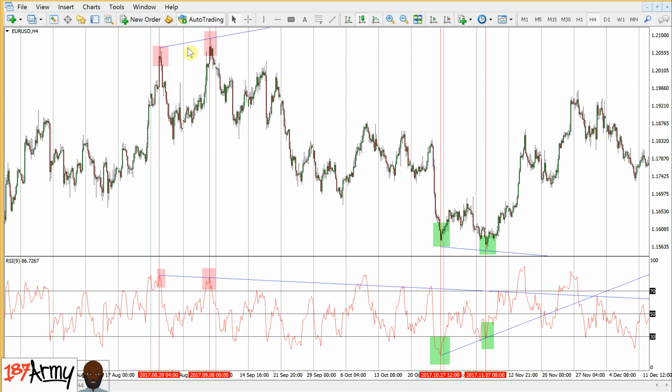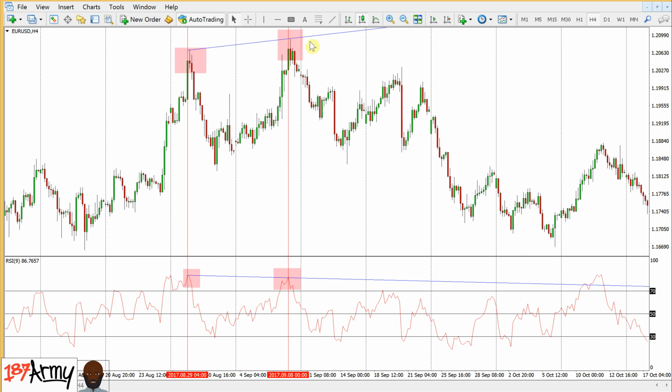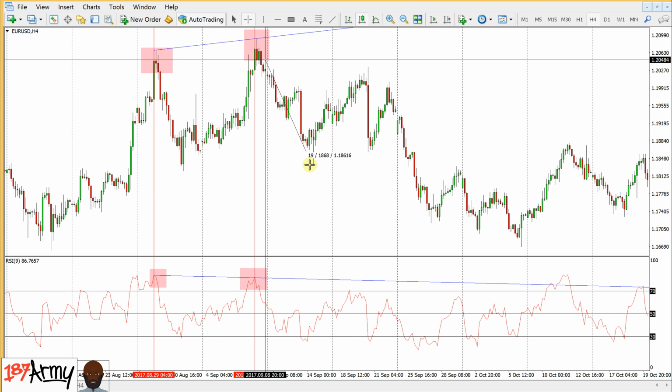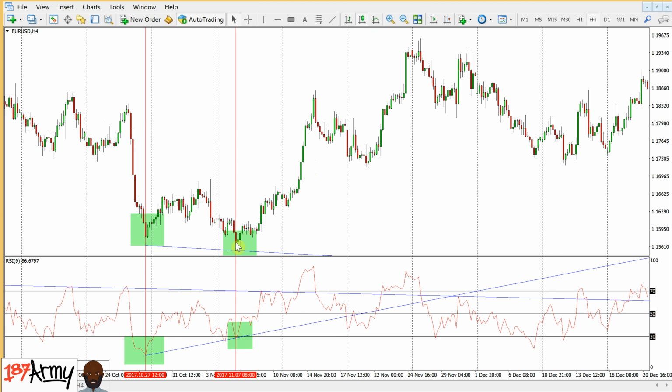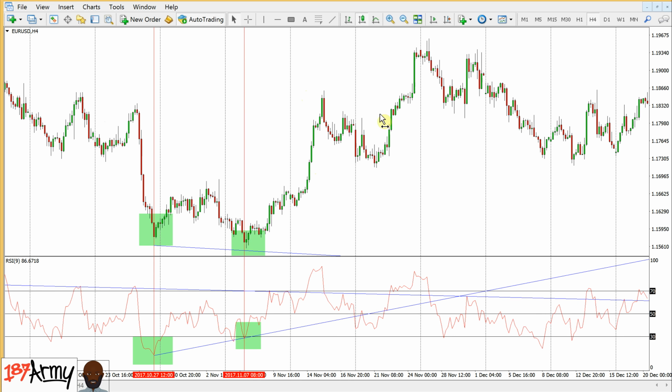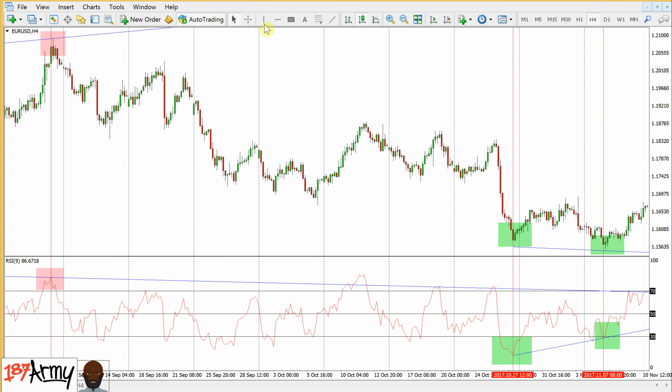There's the bearish divergence, there's the bullish divergence. If you follow this signal here, when you saw bearish divergence and sold, you could have made over 200 pips. And if you follow the signs here for bullish divergence, you could have made over 280 pips.